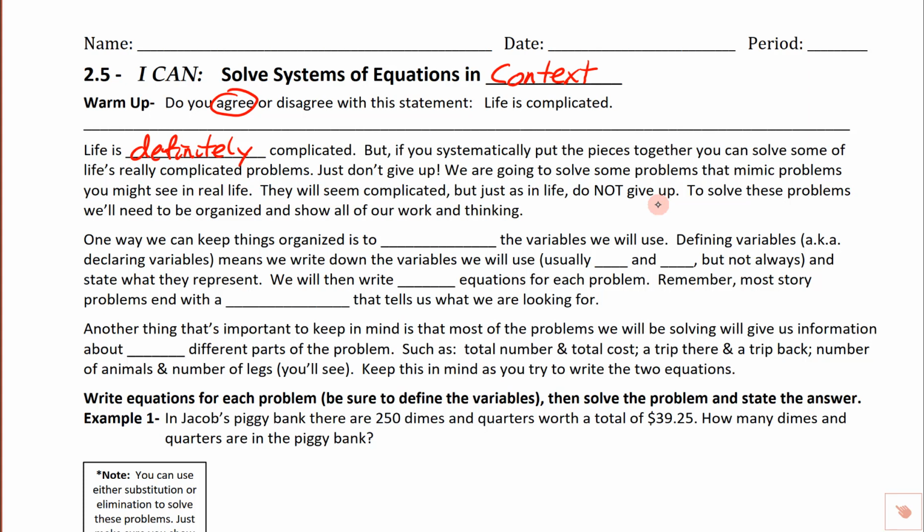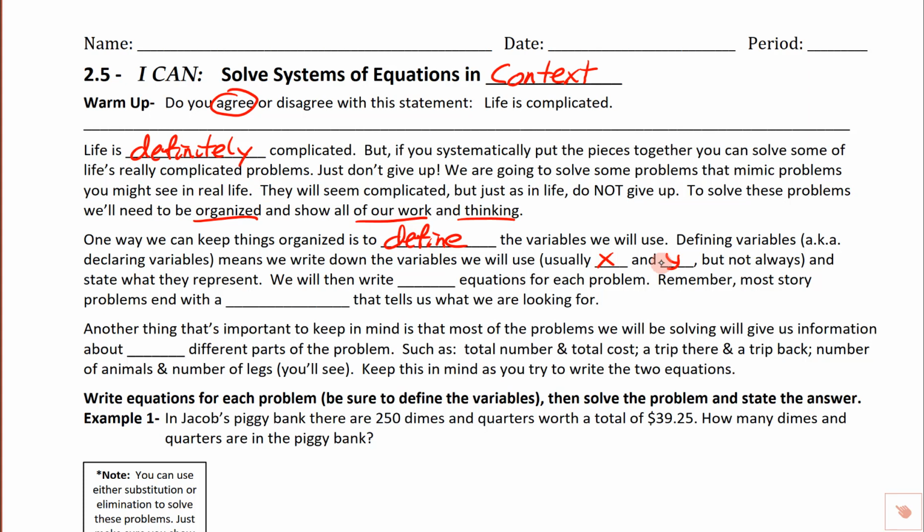So to solve these problems, we're going to need to be really organized, and we're going to need to show our work, and we're going to need to show our thinking. So one way that we can keep things organized is we're going to define the variables. Sometimes people call that declaring the variables. What it means is that we're going to write down the variables that we're going to use. Usually they're going to be X and Y, but not always. And we're going to state what they represent. So we're going to make sure that everybody knows if we're using X, we're going to say what X represents in the context of that real world problem, and what Y represents in the context of that real world problem.